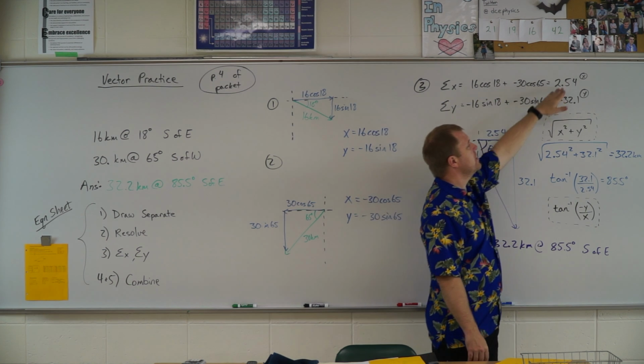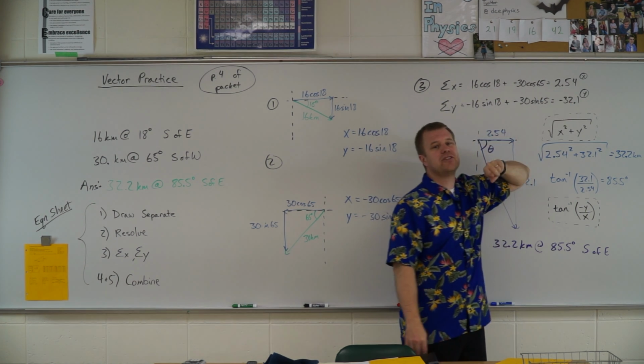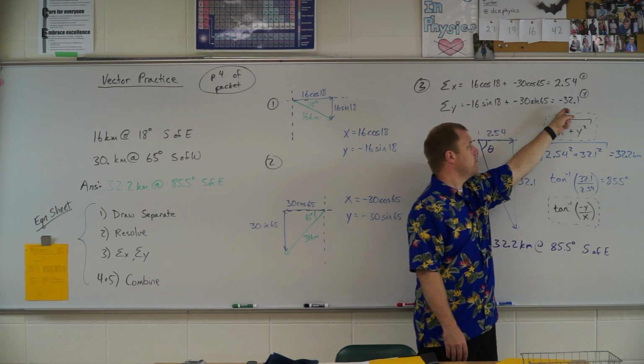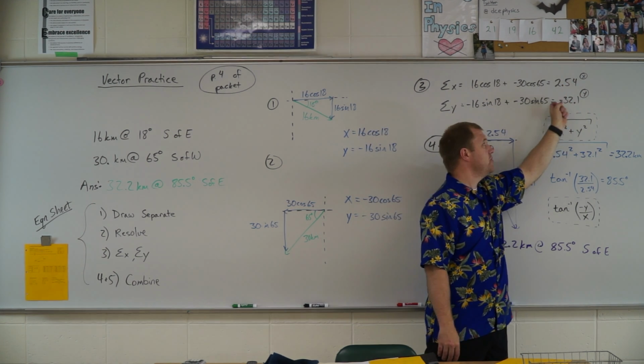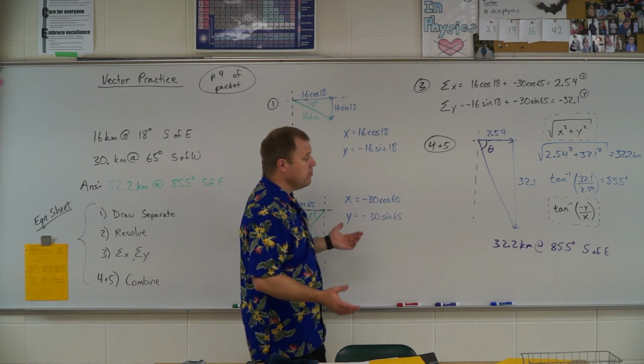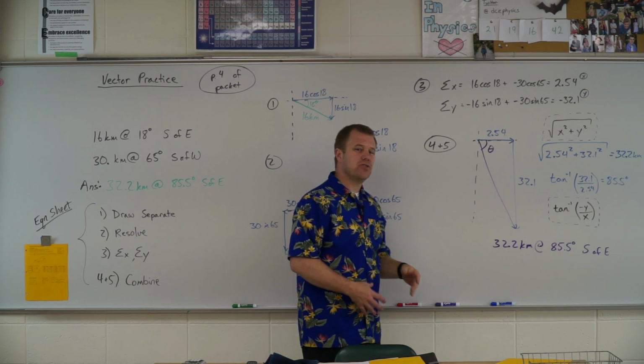So you type them all in, you get 2.54 in the x direction. Go ahead, store that as x on your calculator, and type this in. You get negative 32.2 or 32.1, I'm sorry. Store that as y on your calculator. So now, step 4 and 5, we need to combine those two components together.